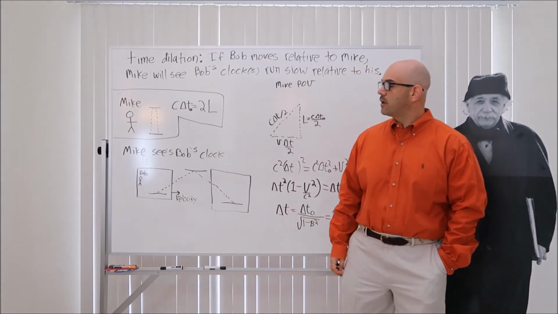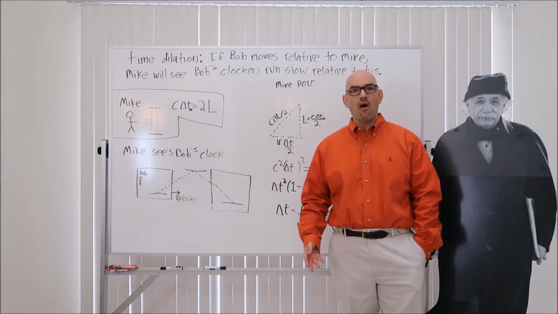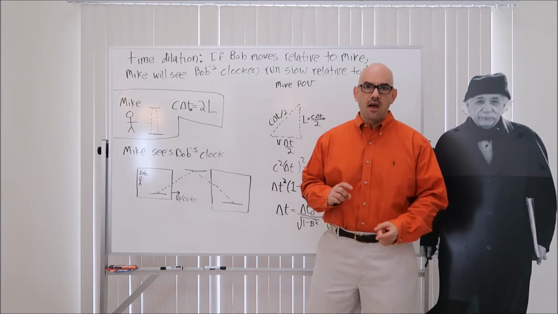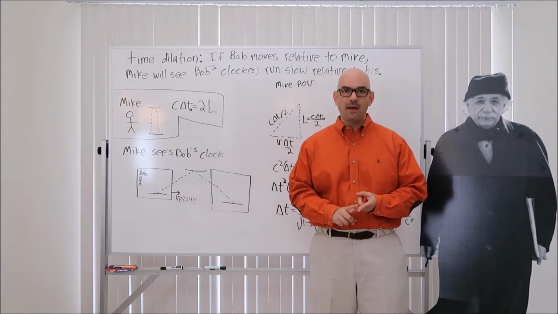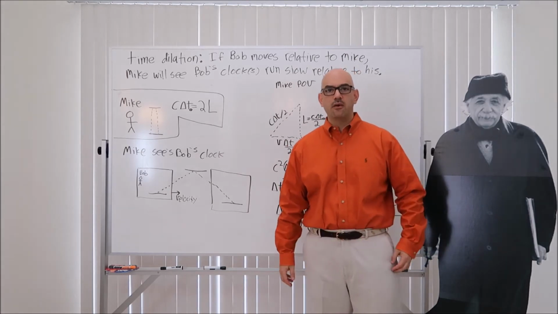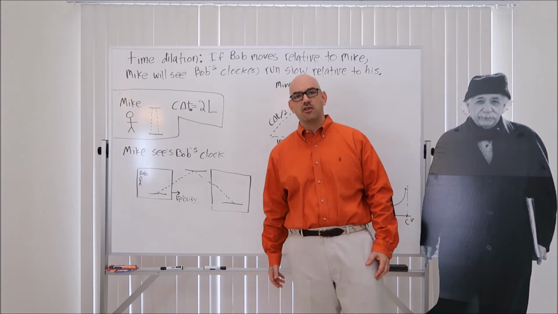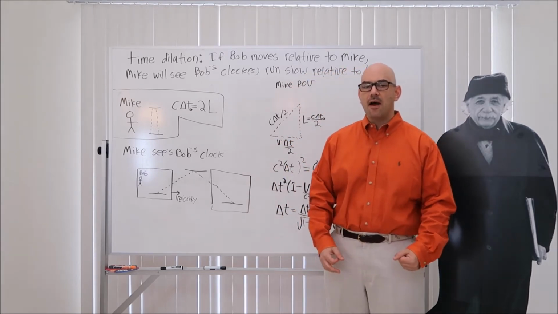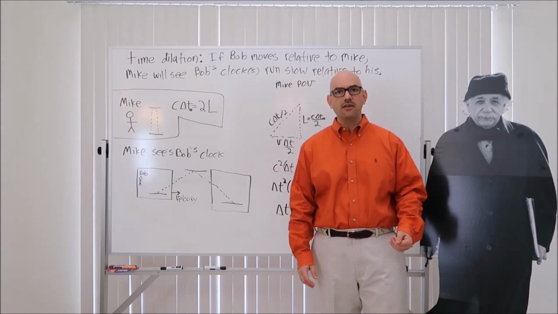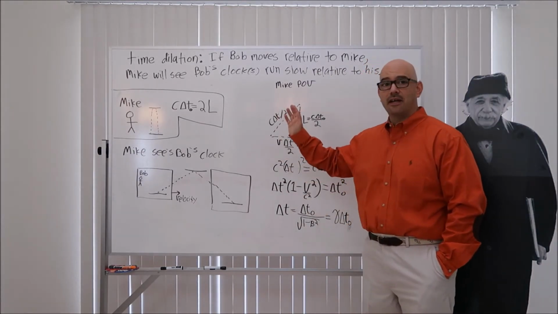Okay, so now I'm going to discuss time dilation. Recall that I broke relativity up into four things: length contraction, time dilation, the relativity of simultaneity, and relativistic energy, E equals mc squared. So those four things constitute the special theory of relativity, and they came about because of the two postulates of relativity. So now let's discuss time dilation.